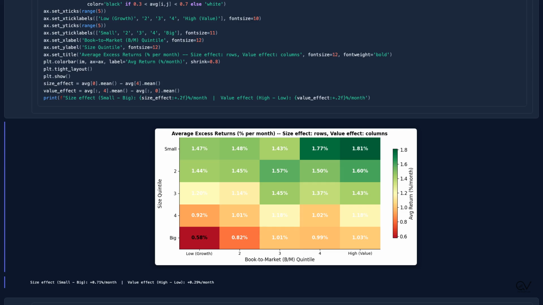In this sample, the size effect is the dominant one, at 0.71% per month for small minus big. The value effect is real but smaller at 0.29% per month for high minus low. Small value tops the grid at 1.81% a month. Big growth sits at the bottom at 0.58. These are the patterns the three-factor model needs to explain.